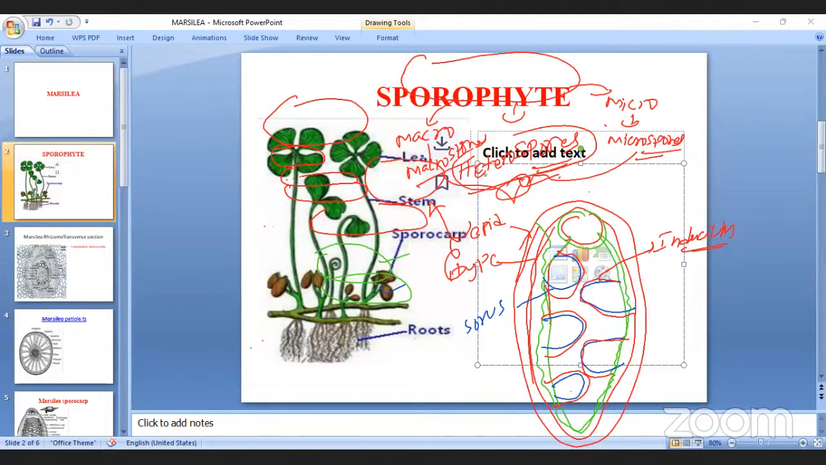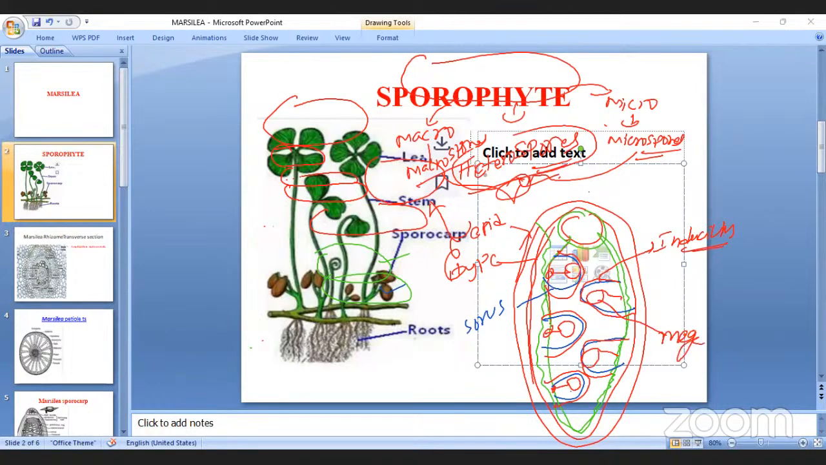Now, what is present inside? The placenta. This is the placenta area, and this is also placenta, where the microsporangia and megasporangia arise. That place is called the placenta. The placenta gives nutrition to the developing mega and microsporangia. First, let's draw with red color the megasporangia, the large one. This is the mega.